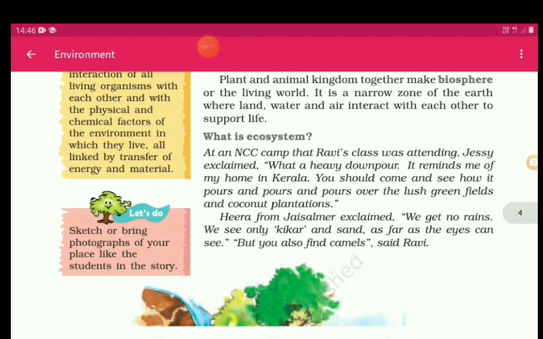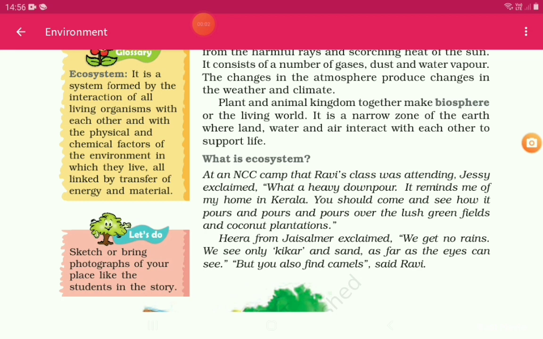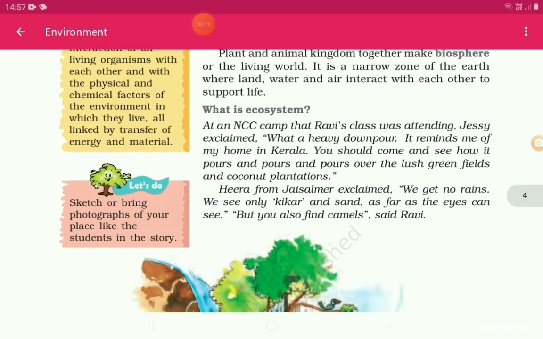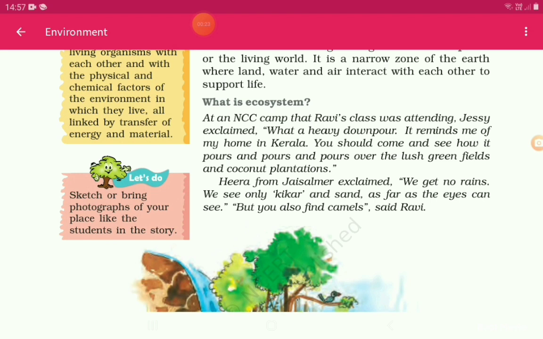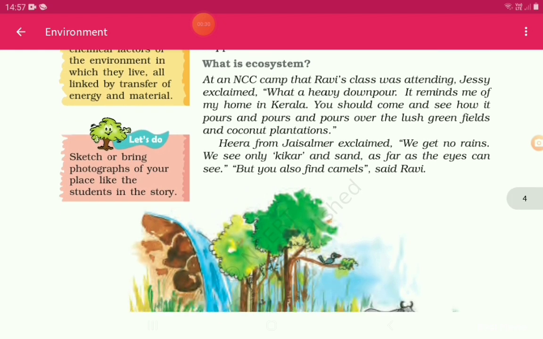At an NCC camp that Ravi's class was attending, Jesse exclaimed, "What a heavy downpour! It reminded me of my home in Kerala. You should come and see how it pours and pours and pours over the lush green fields and coconut plantations." Here NCC means it is a batch in the army. So Ravi's class was attending this camp.